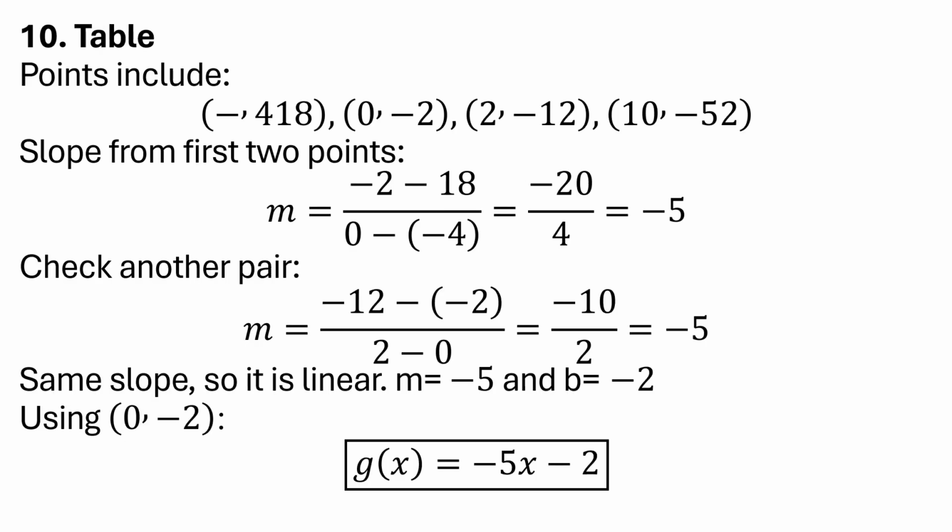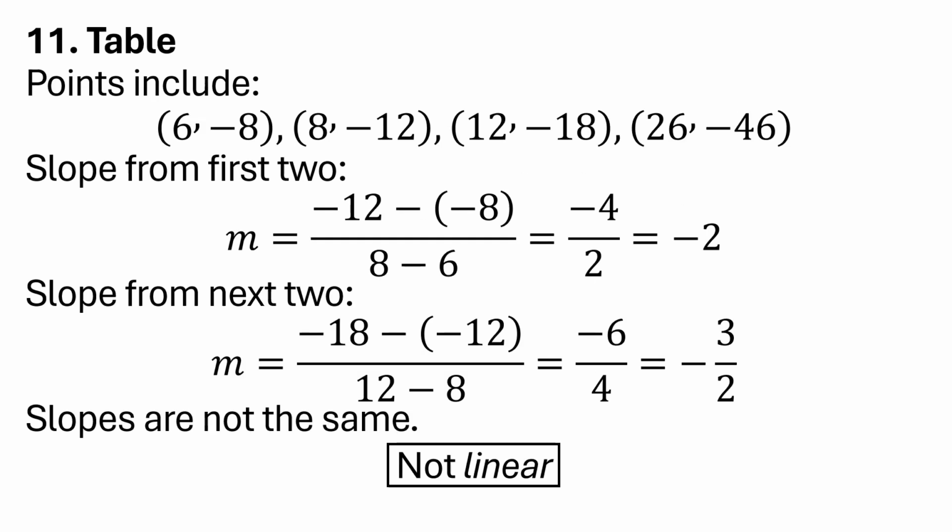The slope between each pair of points is negative 5. Since the slope stays the same, the table represents a linear function. Because the value at x equals 0 is negative 2, the y-intercept is negative 2. The equation is g of x equals negative 5x minus 2.